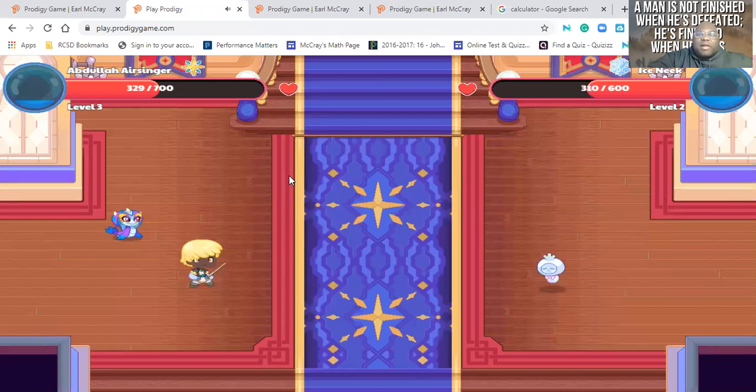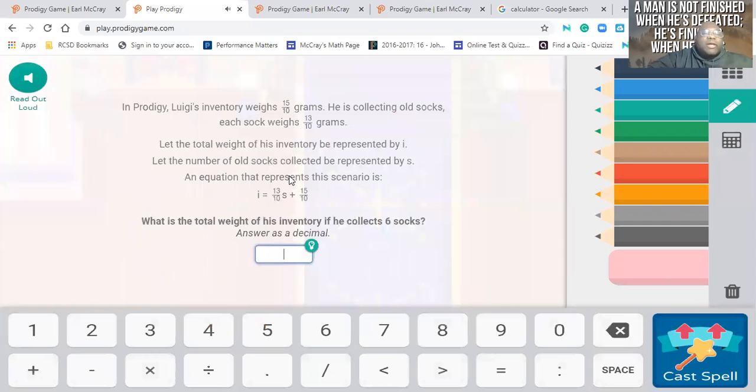So looks like I'm up for another battle. Okay. User tools. In Prodigy, Luigi's inventory weighs 15 over 10 grams. He is collecting old socks. Each sock weighs 13 over 10 grams. Let the total weight of his inventory be represented by I. Let the number of old socks collected be represented by S. An equation that represents this scenario is I equals 13 over 10 S plus 15 over 10. What is the total weight of his inventory if he collects 6 socks? Answer as a decimal.